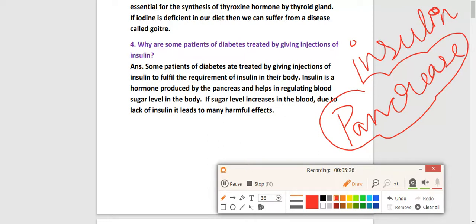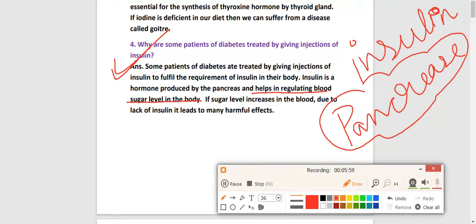So let's read the answer once. Some patients of diabetes are treated by giving injections of insulin to fulfill the requirement of insulin in their body, because their pancreas is not secreting insulin. So they have to take injections of insulin. Insulin is a hormone produced by the pancreas and helps in regulating the blood sugar level in the body. So what is the function of insulin in our body? It regulates the blood sugar level in the body.